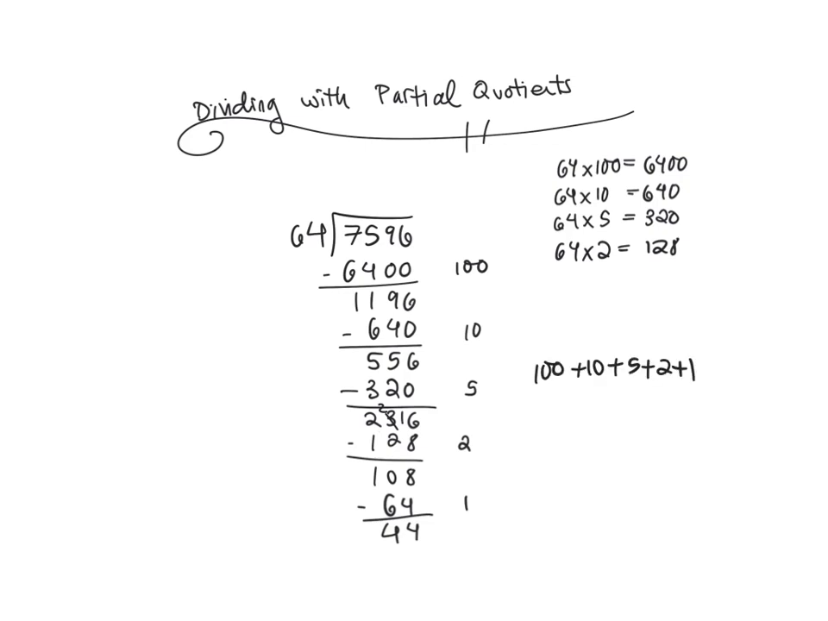So let me see how many whole 64s I could fit into 7,596. Let's see. That adds up to 118. Of course, I have a remainder. I have 44 left over, which means my quotient is 118 and 44 over 64, which I could simplify.